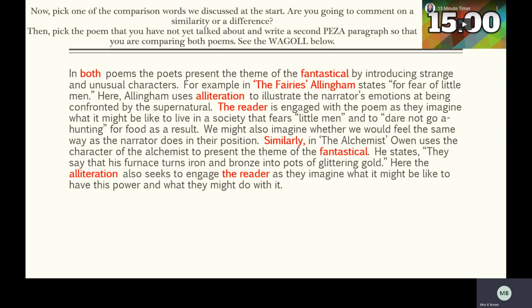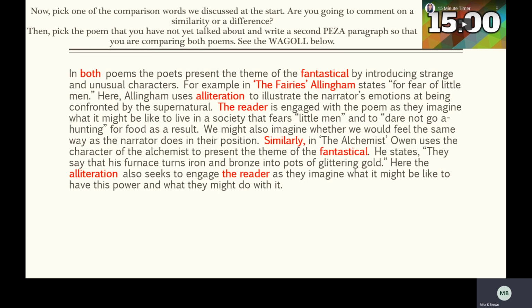After you have decided on your comparison word, then you need to pick the poem that you haven't already talked about. So if you've just talked about the fairies in your first paragraph, you're going to pick the alchemist and vice versa. You're talking about the poem that you've not yet talked about, and you're going to write a second piece paragraph following exactly the same outline as you have just done for the first one, but you're going to be talking about the second poem.